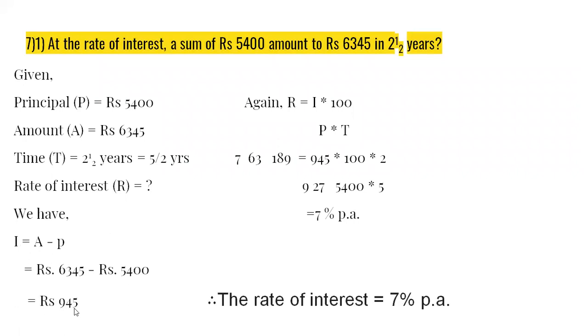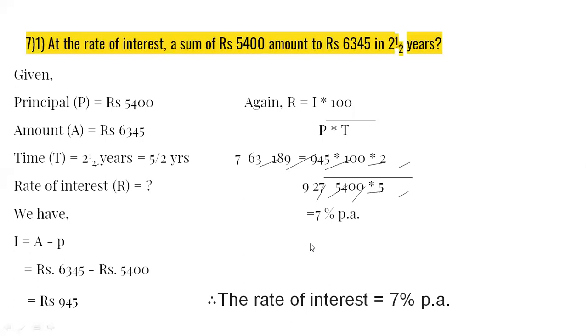Then A minus P will come. Interest is 945. Then the rate equals I into 100 by P into T, that must be upon here. After that we have to cancel up and down by the same number. If you cancel up and down by the same number, then our value will be 7% per annum. Rate of interest is 7% per annum.